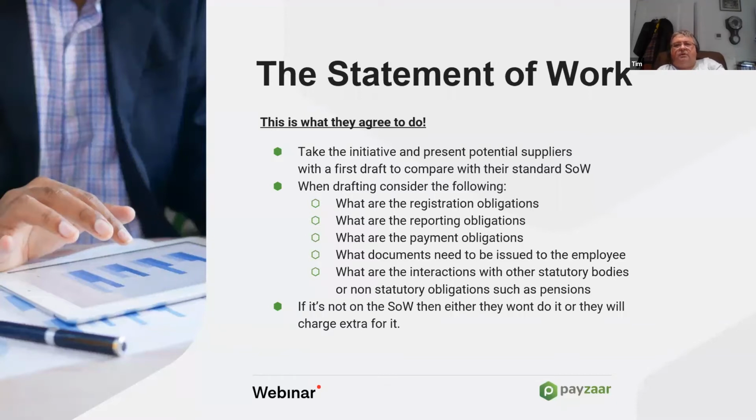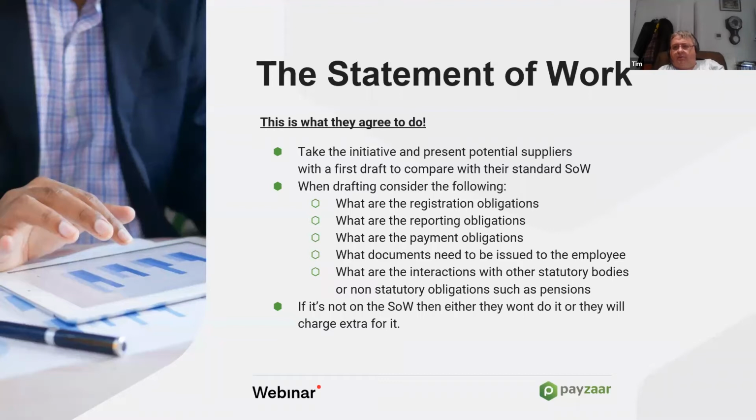But we'd be looking at what are the registration obligations? Who's going to do all of those good things? Go and register the company with all the bodies they need to be registered with. What the reporting obligations are. More and more we expect our payroll reports to be sent electronically to the authorities and for that to work seamlessly from our payroll provider. So we need to make sure that they're going to be doing that.